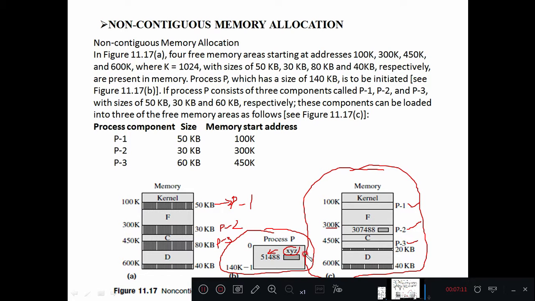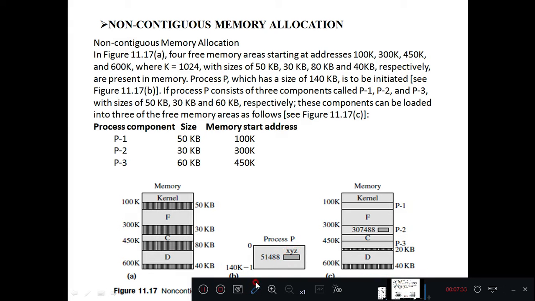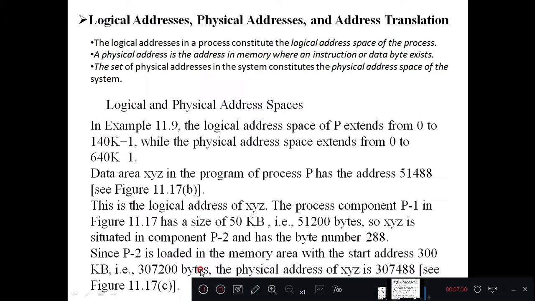So the operating system has to locate where this particular instruction is placed in this physical memory, whether it is placed in P1, P2, or P3, right? How it is going to be calculated, that we will see later. First, try to understand what is logical address and what is physical address.